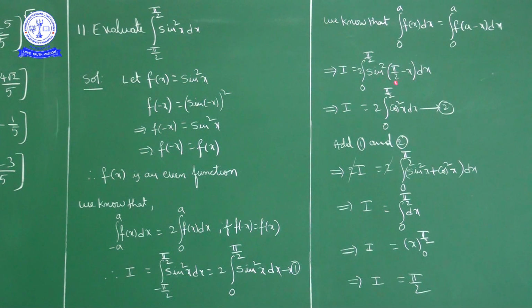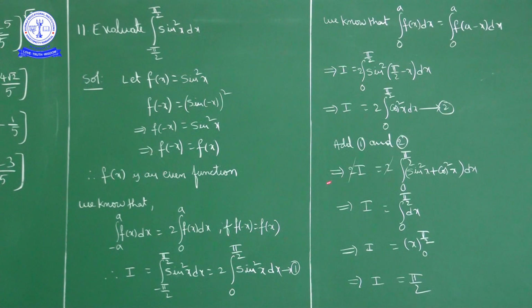Okay. Sin 90 minus theta is what? Sin pi by 2 minus theta is cos theta. So sin square pi by 2 minus x is what? Cos square x. So I is equal to 2 times integral 0 to pi by 2 cos square x dx. Okay. By adding 1 and 2, left hand side 2I is equal to 2 times integral 0 to pi by 2, here sin square x, here cos square x. So integral 0 to pi by 2 sin square x plus cos square x dx.